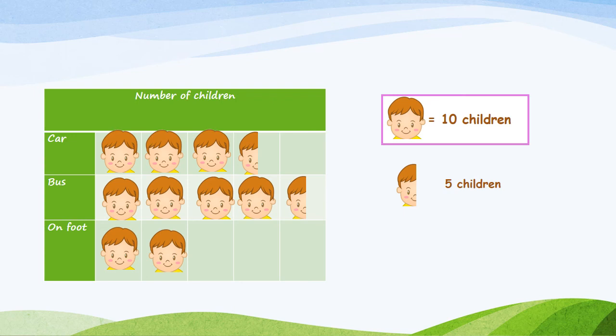Now, how many more children go by car than on foot? So let's see. These are like each other. This is like this. So what's left? This and this. These are more. So this is 10 and 5. 10 and 5 are 15.